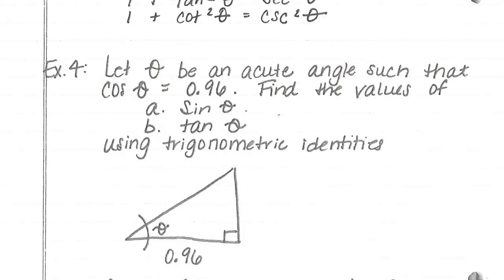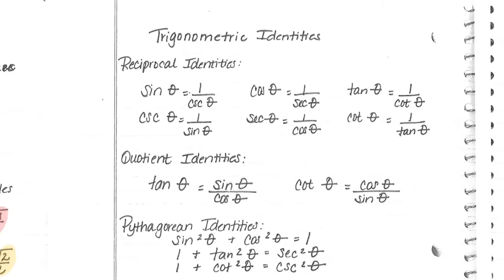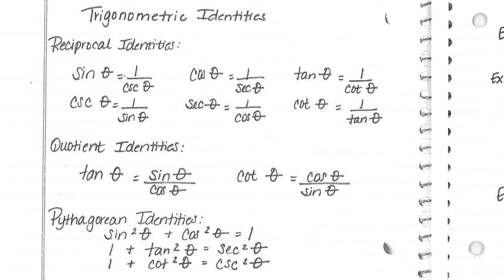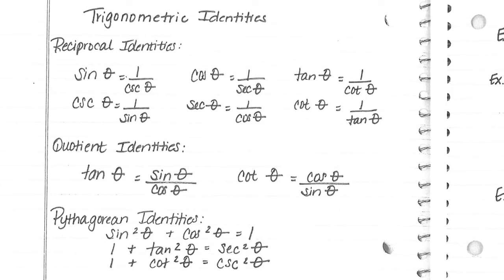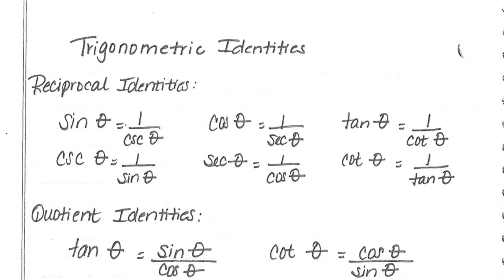So let's get to a fun word problem. These are really going to help you when you're taking an SAT or a PSAT or an ACT. Let theta be an acute angle such that the cosine of theta is 0.96. Find the values of sine of theta and tangent of theta. Before we do a question like this, we do have to be familiar with what we call trig identities. Trig identities you will have to have memorized. So let's go ahead and look at them now.